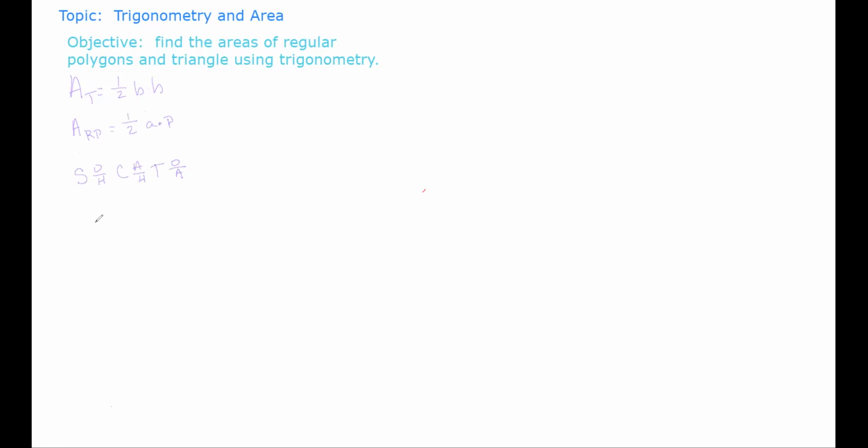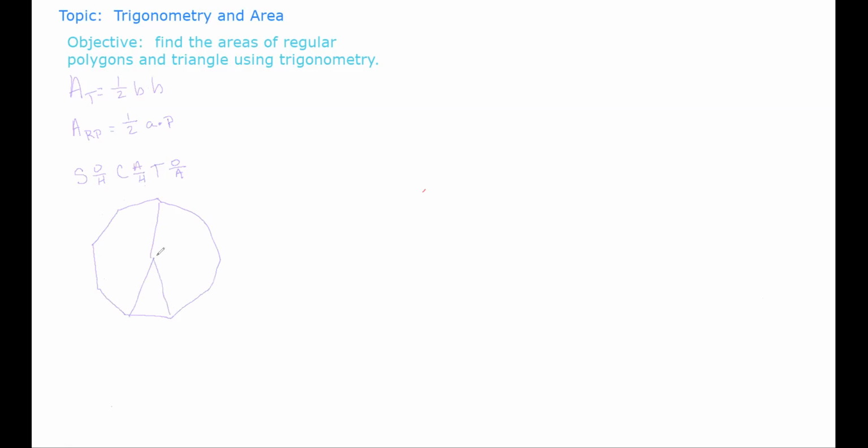So our first problem says that we have a nonagon and it has side length of 10. So let's draw in a nonagon. That's a 9-sided figure. So, drawing in my nonagon, I don't know what helps you, but I kind of use templates if I can.